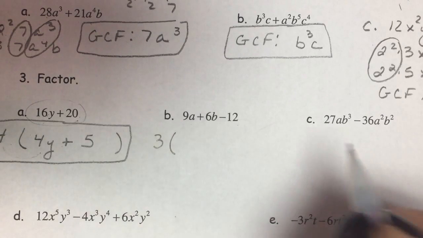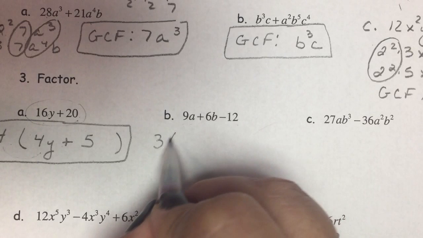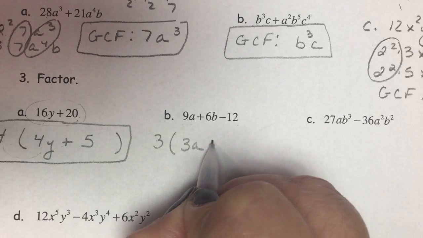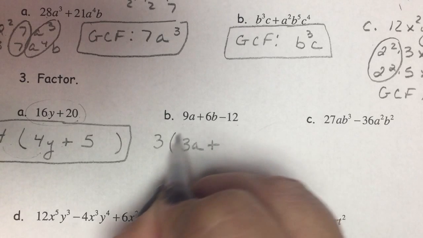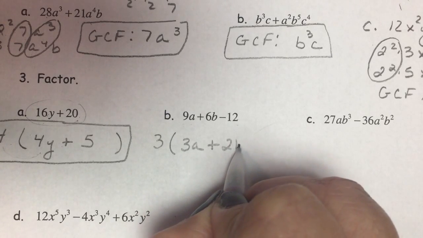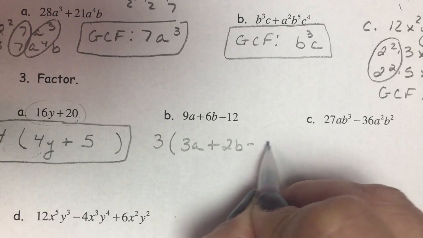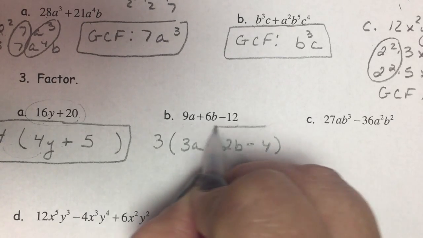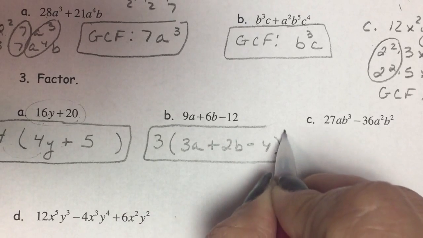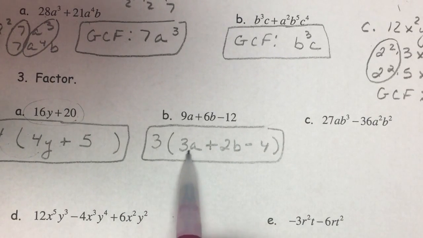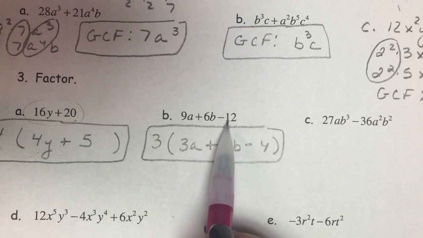So now when I write what's left, 9 divided by 3, there's going to be a 3a left in that first term, plus 6 divided by 3, there's going to be a 2b left, minus, and then 12 divided by 3 is 4. And there is the factored form. If I distribute back through, I'm going to end up with this exact problem.